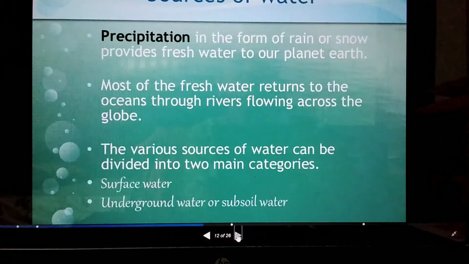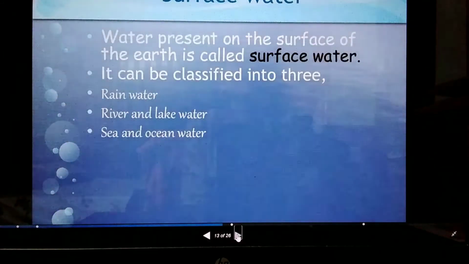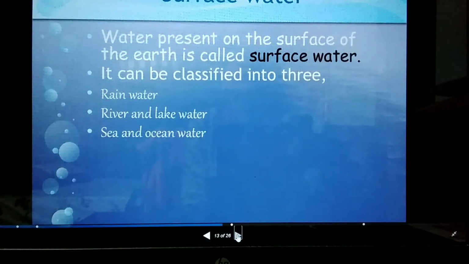Now, what are the sources of water? Precipitation in the form of rain or snow provides fresh water to our planet Earth. Then most of the fresh water returns to the oceans through rivers flowing across the globe. The various sources of water can be divided into two main categories: surface water and underground water or subsoil water. Surface water is the water present on the surface of the earth. It can be classified into three: rainwater, river and lake water, and sea and ocean water.